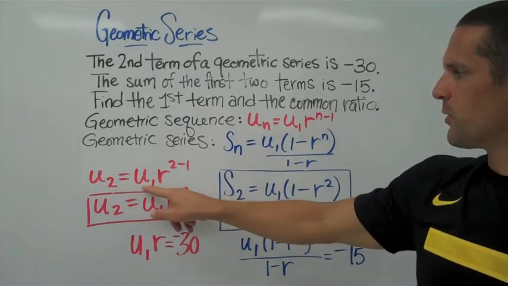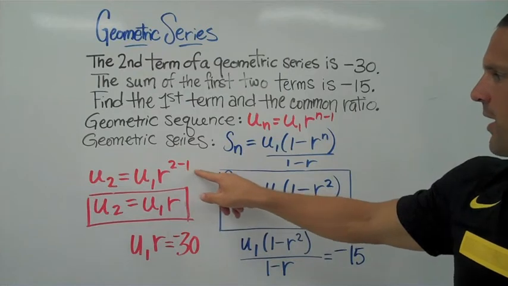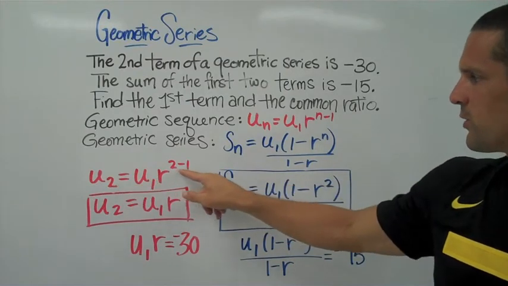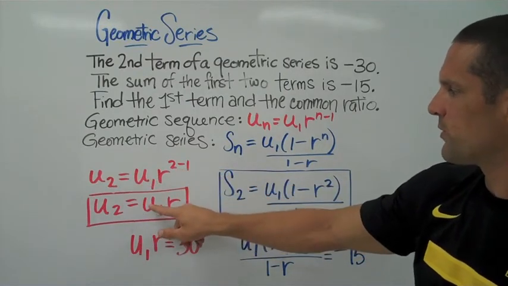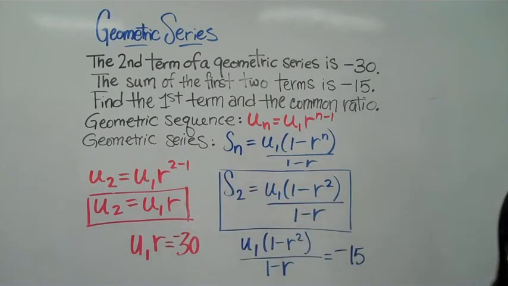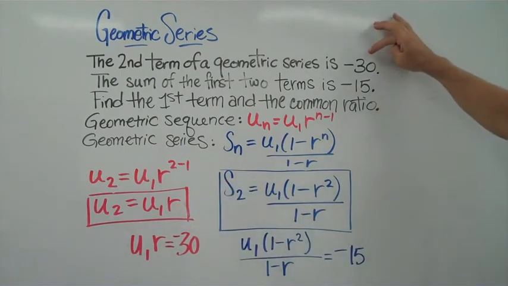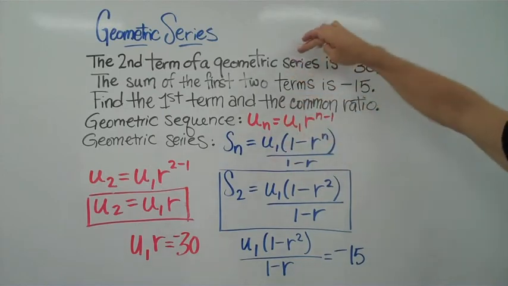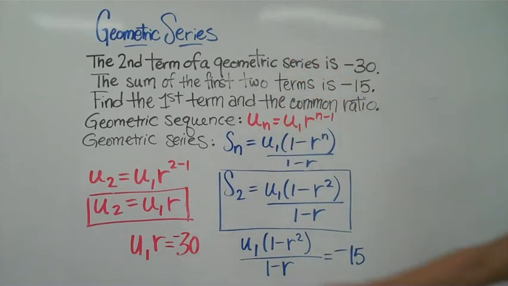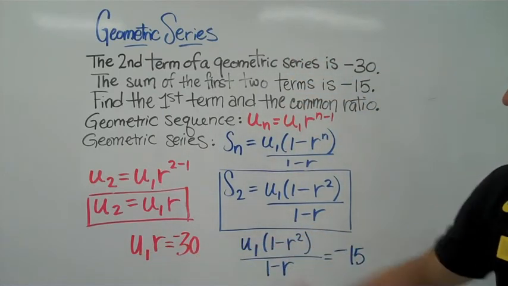u2 is equal to u1 times r to the n minus 1. If we're finding 2, it's 2 minus 1. So we know that u2 equals u1 times r to the 1. And it says that the second term is negative 30, so we can consider that a sequence. u1r is equal to negative 30.